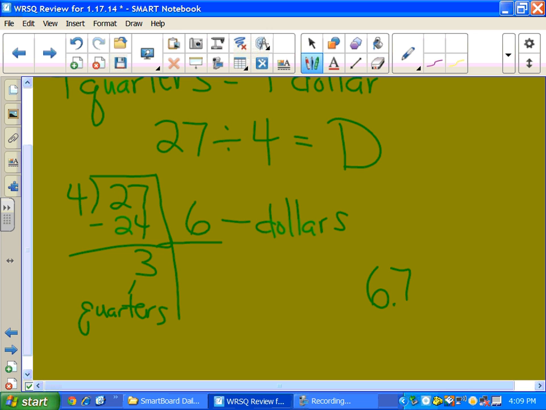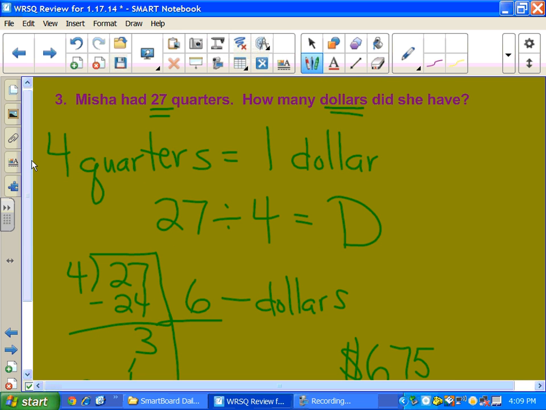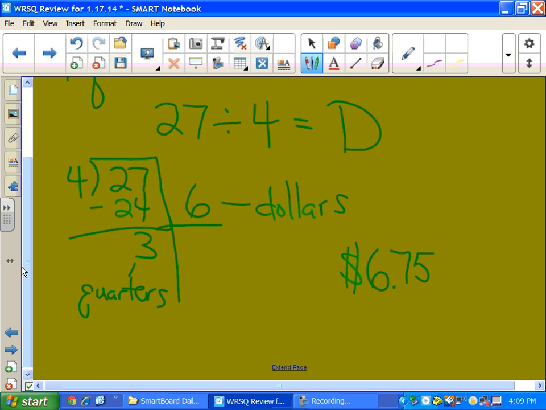So if you wanted to know the exact amount she had, $6.75. But let's go back to the question. It said, how many dollars did she have? So we wanted to ask that. She had $6.